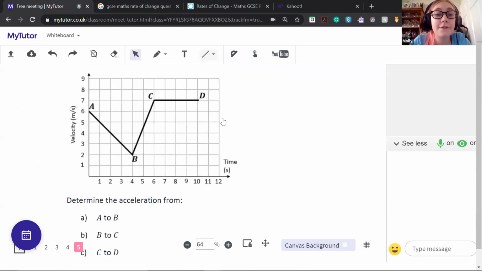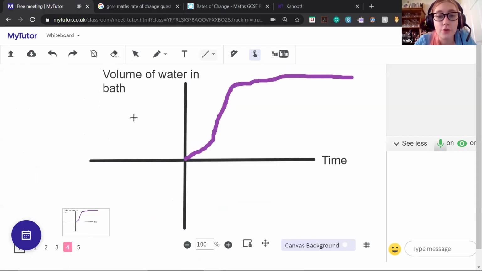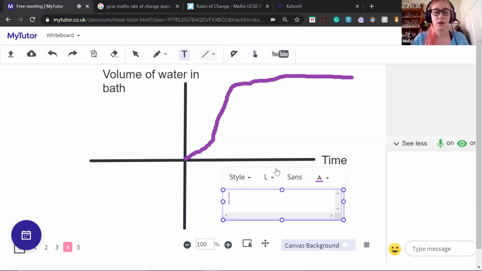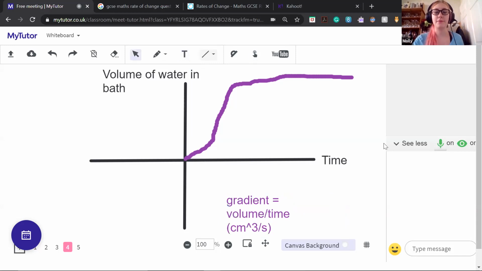Okay. The first thing that you should do when you get a graph that you're going to be asked to interpret is to work out what the gradient is. And the way that we work out what the gradient is, well, when you think about the gradient, it's y over x, right? The change in y divided by the change in x. So what we look at is the y-axis divided by the x-axis. So here, the gradient equals volume over time, or whatever we have, centimeters cubed per second, or whatever our units happen to be. So it's the amount of water in the bath per unit of time.